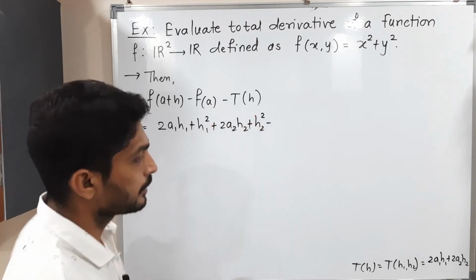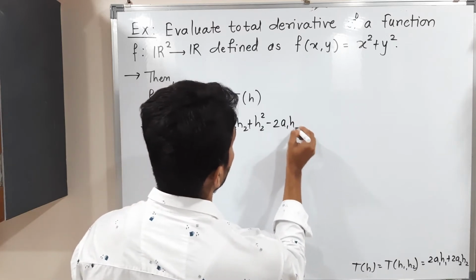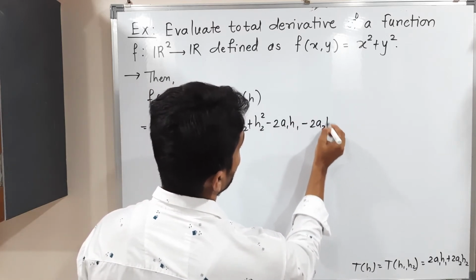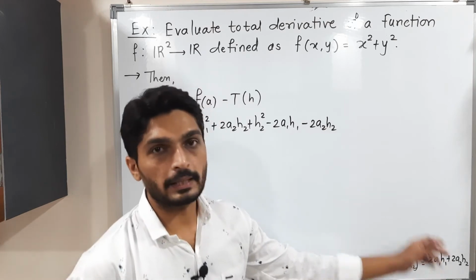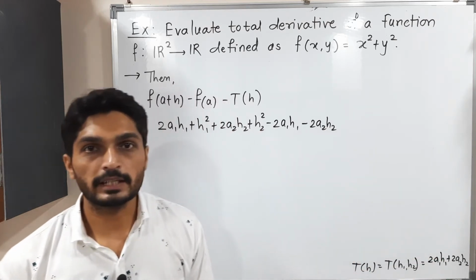T of h, which we have taken, 2a1 h1 minus 2a2 h2. Basically there is a plus sign, but here when we have a minus sign outside, all signs will get changed.